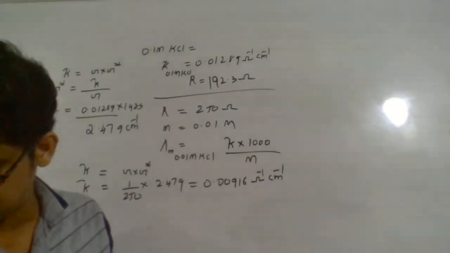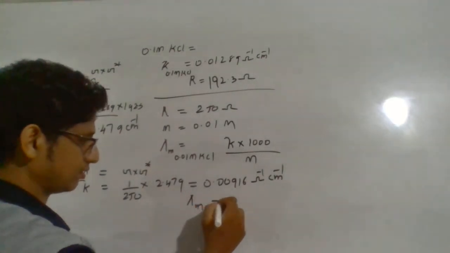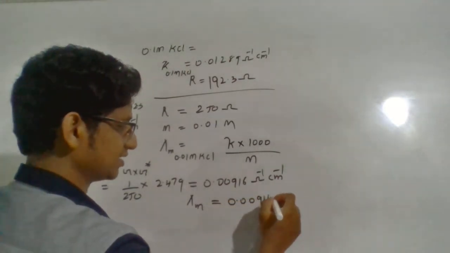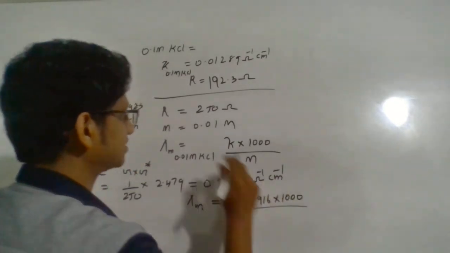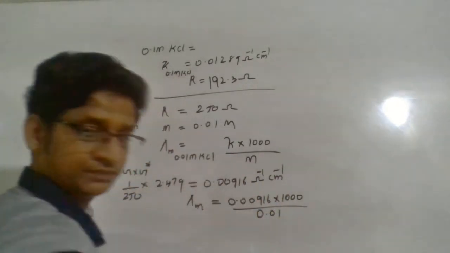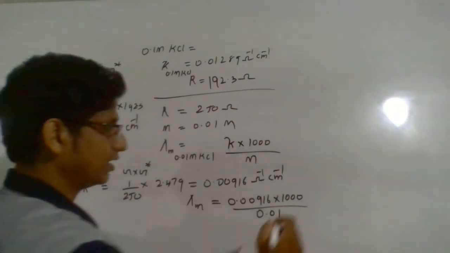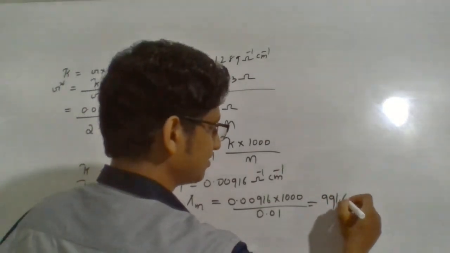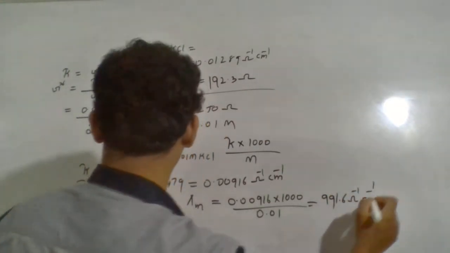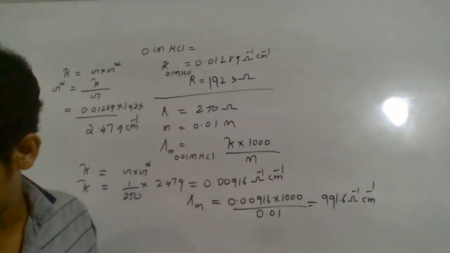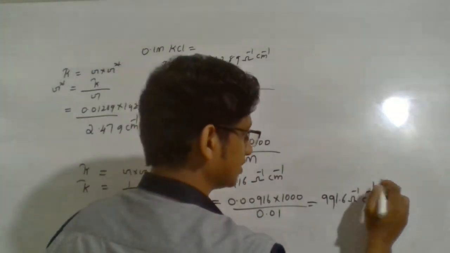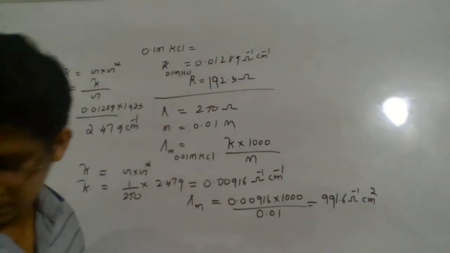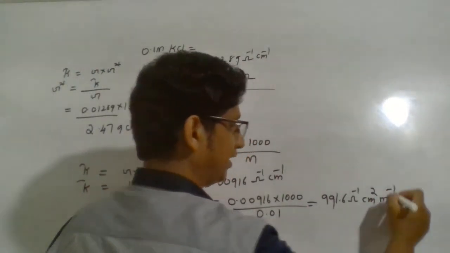So we found the conductivity, now it's easy to find the molar conductivity. Molar conductivity will be equal to conductivity, 0.00916, into 1000 divided by the concentration, that is 0.01. If you apply it, you will get 991.6 ohm inverse centimeter square mole inverse. Sorry, ohm inverse centimeter square, because we are talking about molar conductivity. Ohm inverse centimeter square mole inverse. That is the final unit.